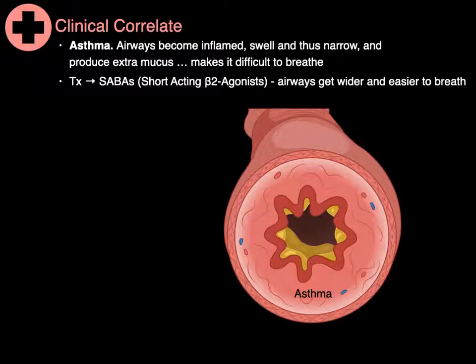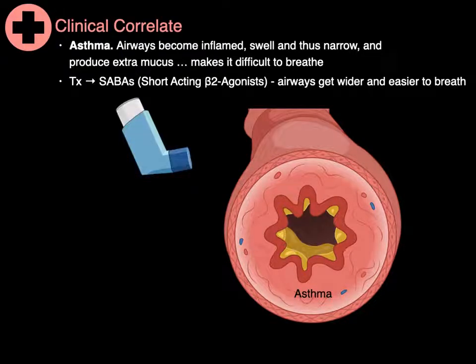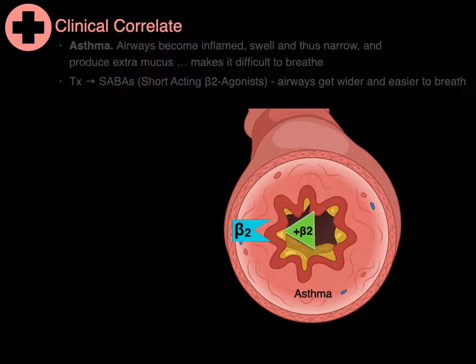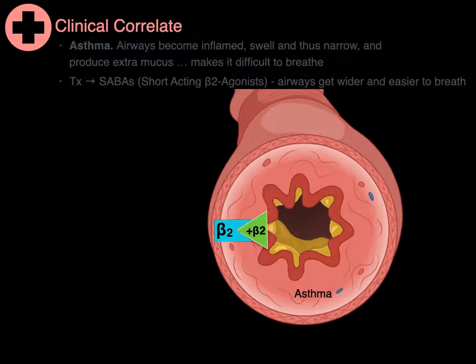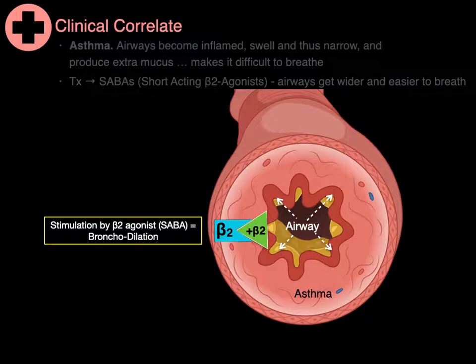So a treatment is the short-acting beta 2 agonists, where the airways can get wider and easier to breathe. Here's an inhaler, which you inhale into these airways, delivering these beta 2 agonists, which then bind to this beta 2 receptor, and shing, you get airway dilation. And so stimulation by these beta 2 agonists can cause bronchodilation to make breathing easier.